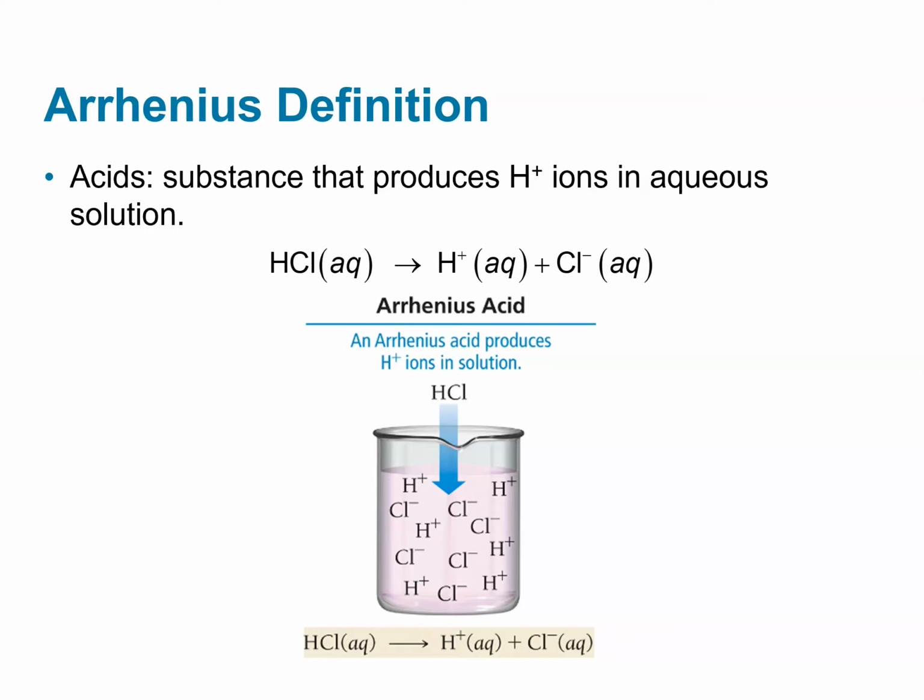So let's start with the Arrhenius definition here and go into a little bit more detail. So under the Arrhenius definition, substances that produce protons or hydrogen ions, cations in aqueous solution are your Arrhenius acids. And so a good example of this would be this strong acid, hydrochloric acid in aqueous solution separates into its counterions. You have your proton in aqueous solution and you have your chloride in aqueous solution as your cation and anion respectively.